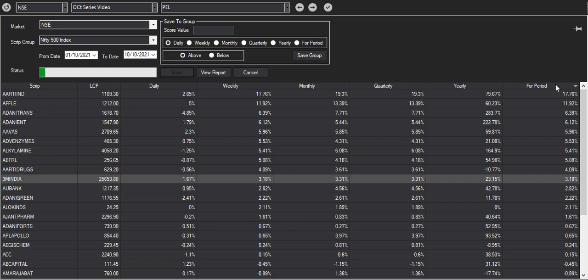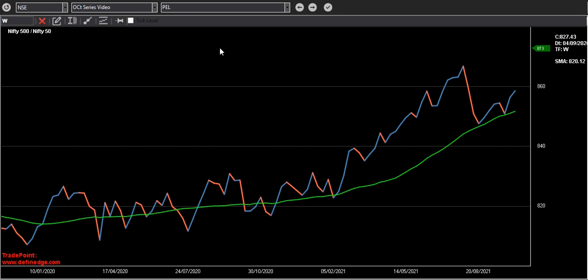What it means is that Aarti Industries from 1st October to 10th of October has given us 17.76% upside. You have to refer to this for period values. This will take a lot of time, so I'll just skip it for now, so that we save some time.